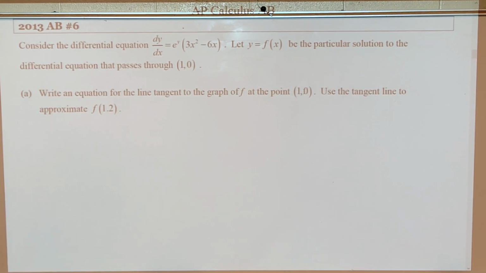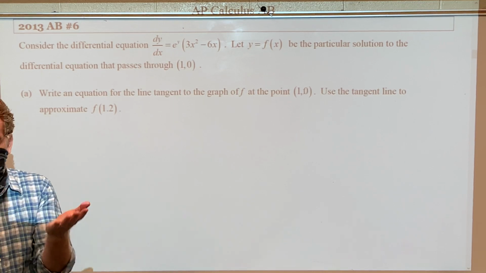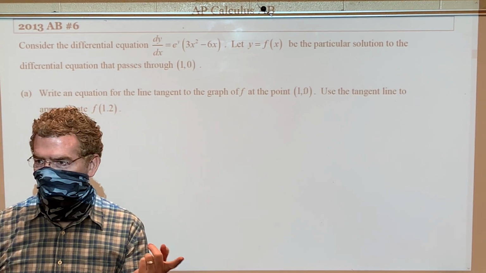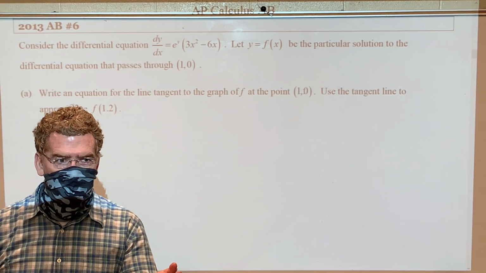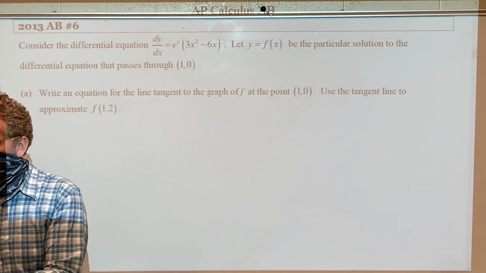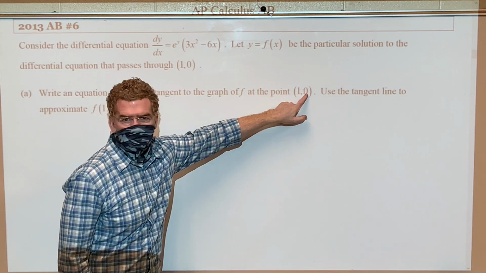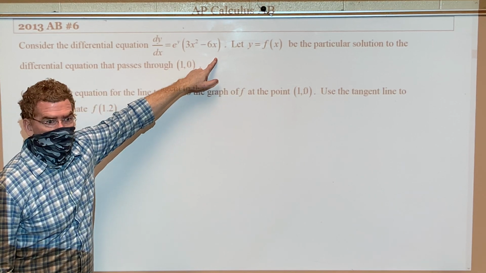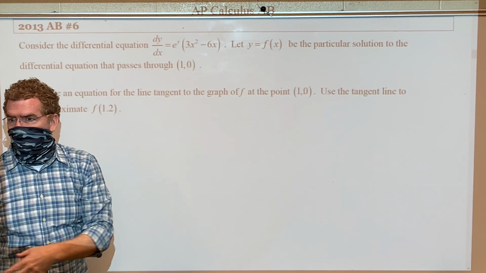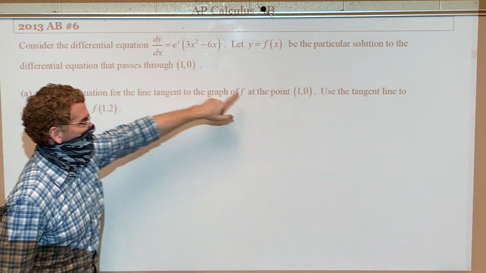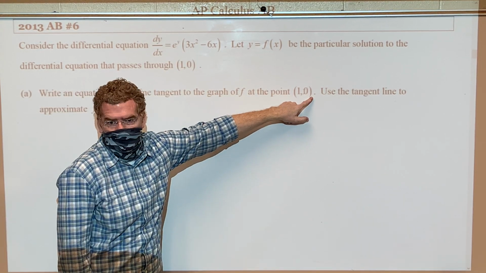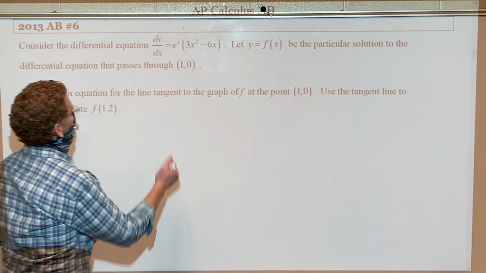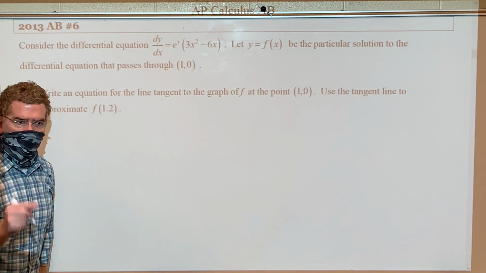So how do I find an equation of a line tangent to an f function? For any tangent line, what do I need? A point and a slope, and then plug it in, right? I don't have the actual function, but they did give me the point. And what is a differential equation? It's a slope function. So this can give me the slope if I just plug that in, and I already have the point. Remember, you need to label your work.